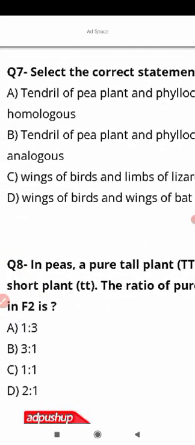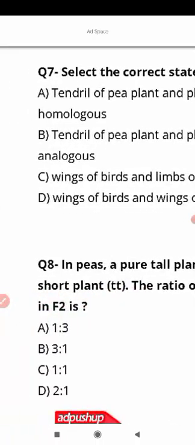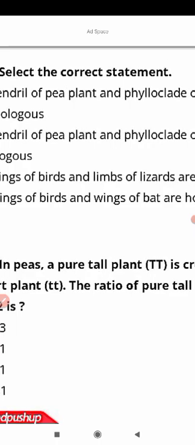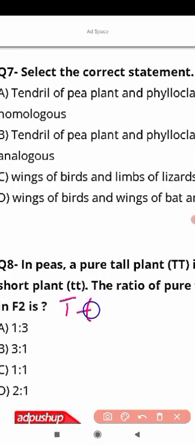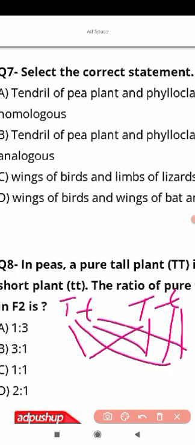This one, in pea, a pure tall plant TT is crossed with a short plant. The ratio of pure tall plant to short plant is 3:1. How? 3:1 in F2 generation. How? So you can explain this like this, that this capital T, small t, then this with this, and this with this. So these three will be the tall, because capital T, small t, that will be tall. So ratio will be 3:1. Okay.